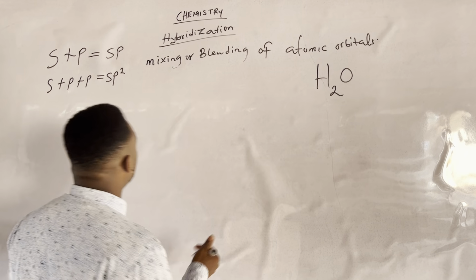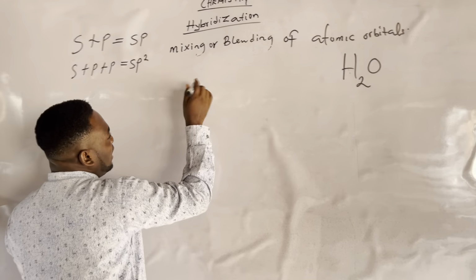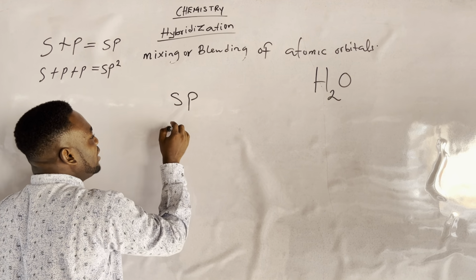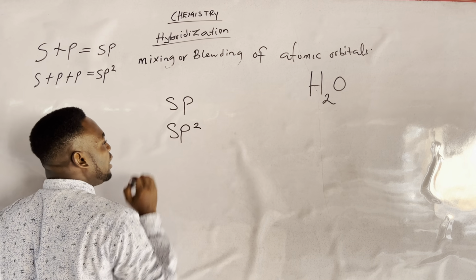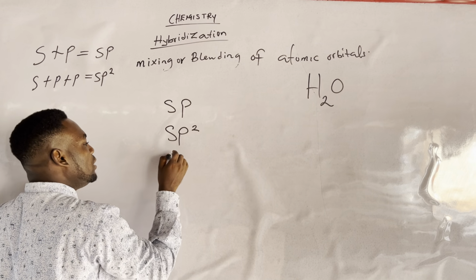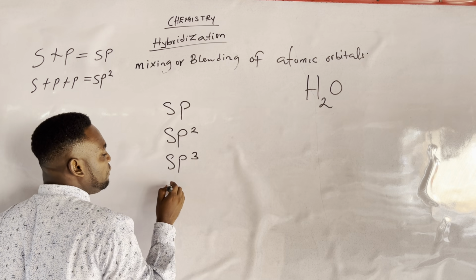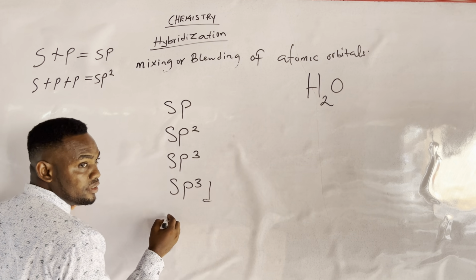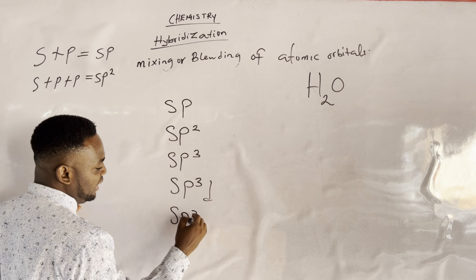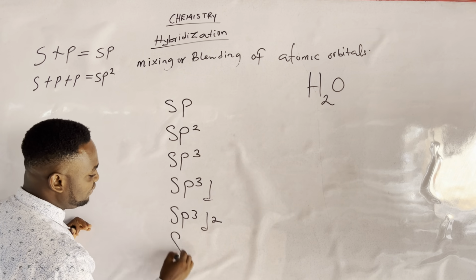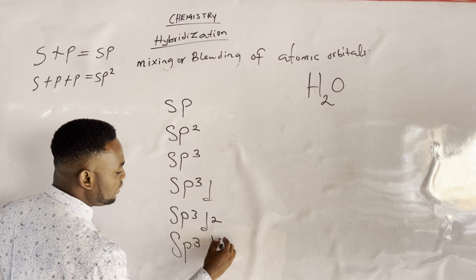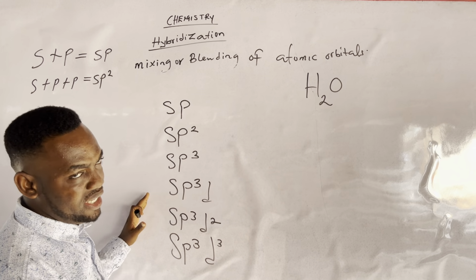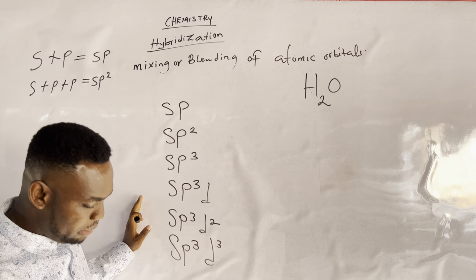So moving on now. I said these are the various ones we have. Of course, the first one is sp. Second one is sp2 hybridized. Then third one is sp3. Fourth one, we have sp3d. And we have sp3d2. And lastly, we have sp3d3. All these are the types of hybrid orbitals we encounter in inorganic chemistry.